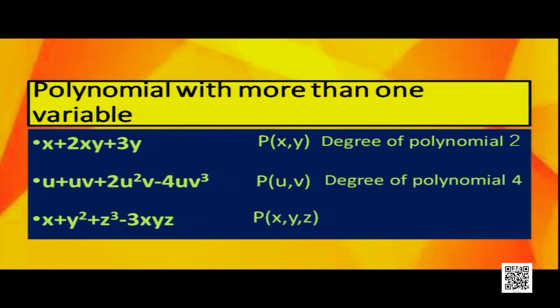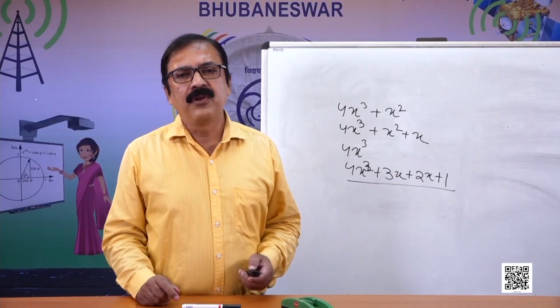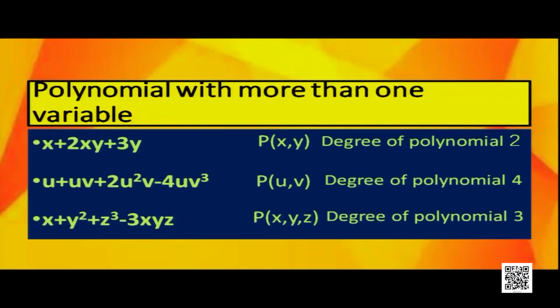In the third case, we have used three variables, so we can write p(x, y, z). Here again, z to the power 3 is maximum, and the term next to it, minus 3xyz, the sum of the exponents of the variables is again 3. So the degree of the polynomial is 3 here.